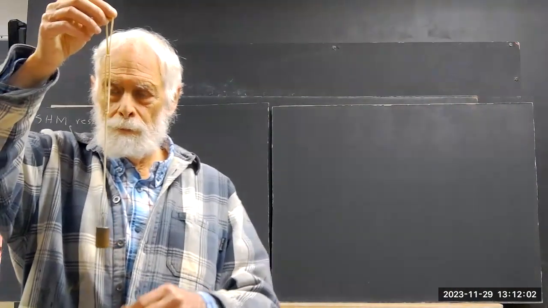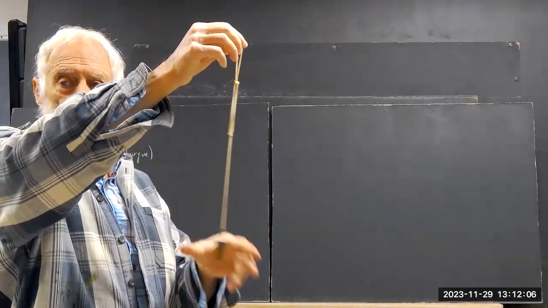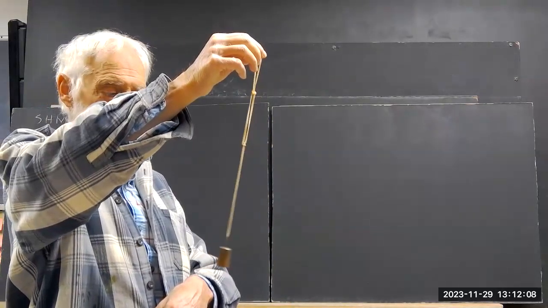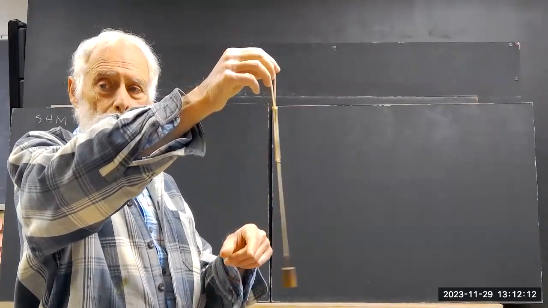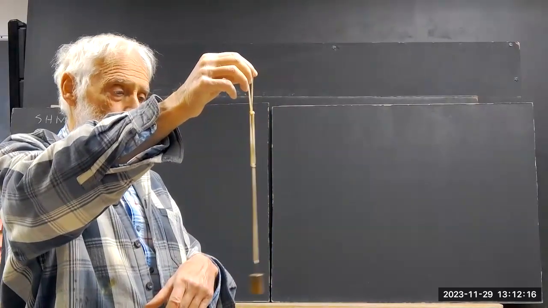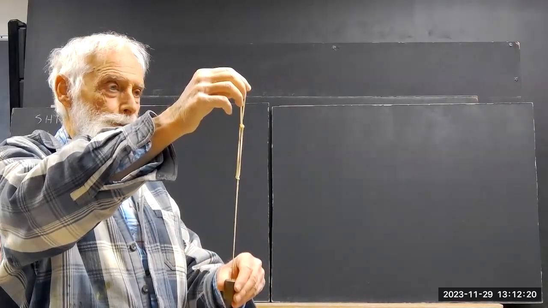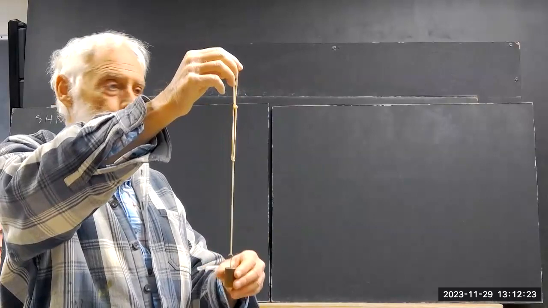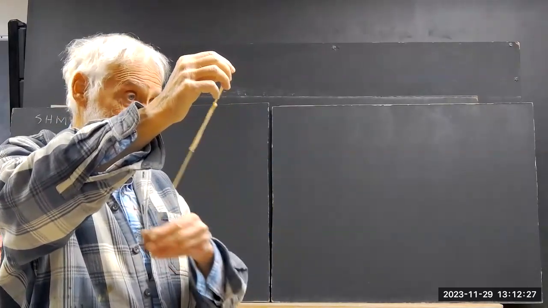Another example of simple harmonic motion, or nearly simple harmonic motion, is a pendulum oscillating back and forth. Now, this thing hanging from a rubber band is not a very good example of a simple pendulum, because it's moving fastest here, so it requires the greatest centripetal force to hold it in what would be a circular arc.